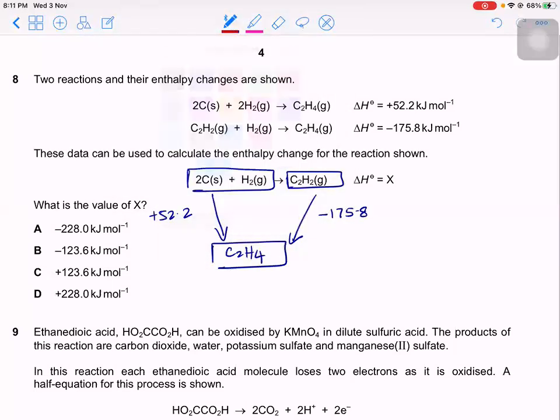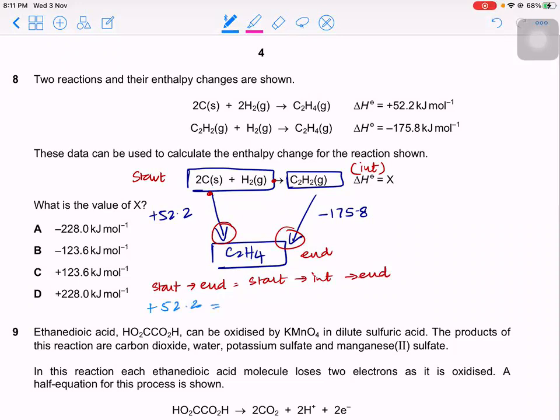Now let's find the start and the end of the reaction. Where you have maximum tails is the start of the reaction, and where you have maximum heads is the end of the reaction, and this is the intermediate. You can go from start to end directly, which is equal to start to intermediate to end. That's what the law of thermodynamics says. Start to end is plus 52.2, which is equal to start to intermediate, that is x, plus intermediate to end, that is minus 175.8. Then you find the value of x, that is plus 228. The answer therefore is D.